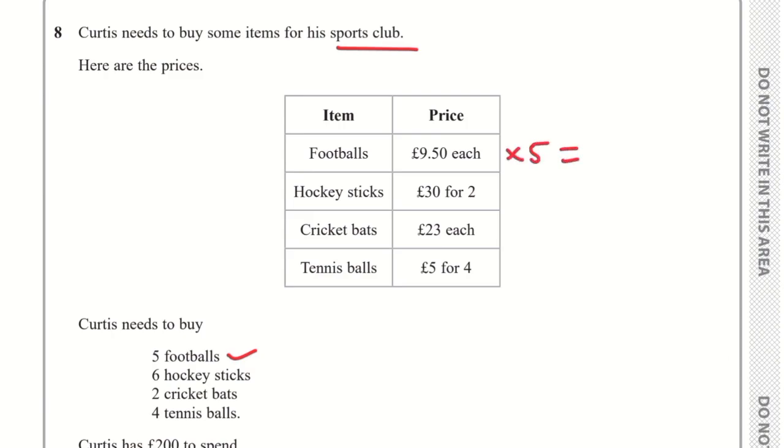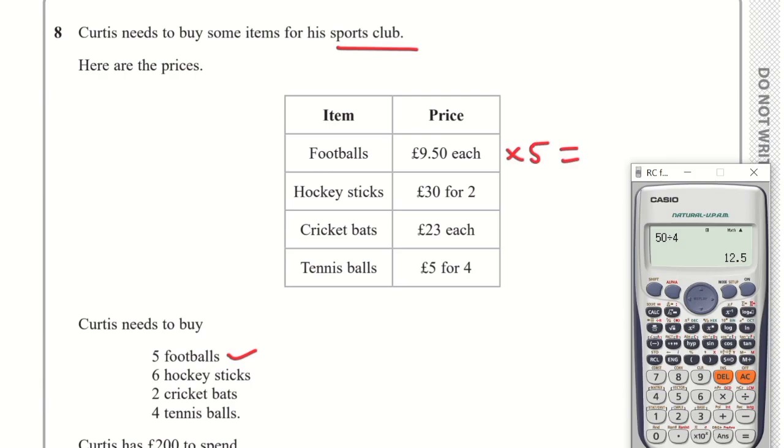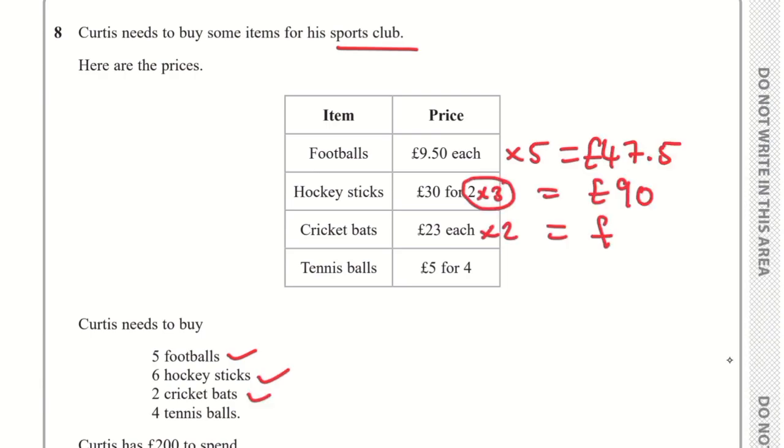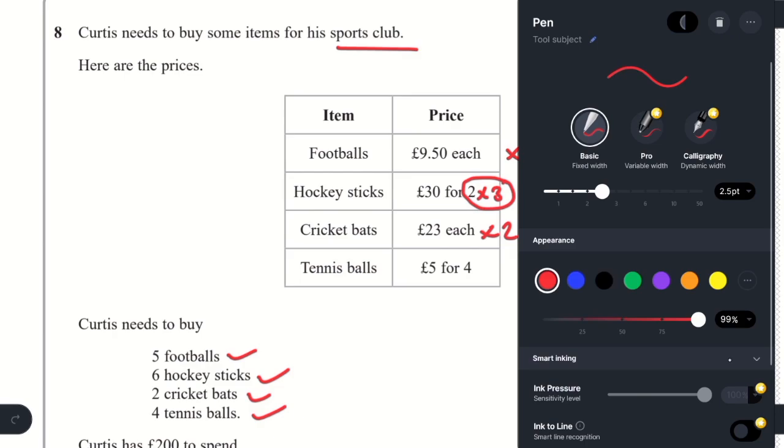And when you multiply that by 5, let's get a calculator and do 2 times 23 is 46. So that's £46. And the last one is tennis balls, £5 for 4. But we need 4 tennis balls. So we don't have to buy extra of this. £5 for 4 already. So this is going to be £5. Now, if you have to find the total, what is that going to be? Let's get our calculator and add these up.